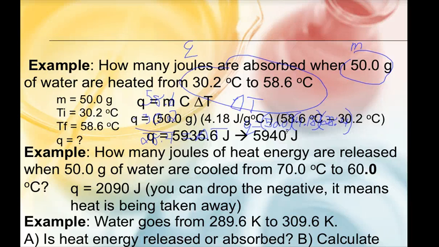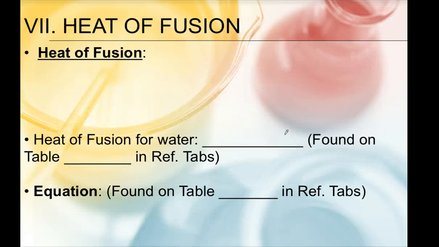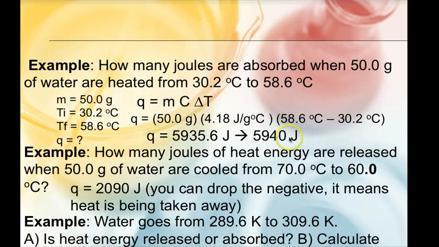Here's another question that doesn't involve the actual calculations. It says water goes from 289.6 K to 309.6 K. Is the heat energy released or absorbed? Well, if the temperature of the water went up, that means that heat had to have been absorbed. So that means it was an endothermic process, and we're not going to worry about calculating it. Okay? So that is how to use the formula Q equals mc delta T.